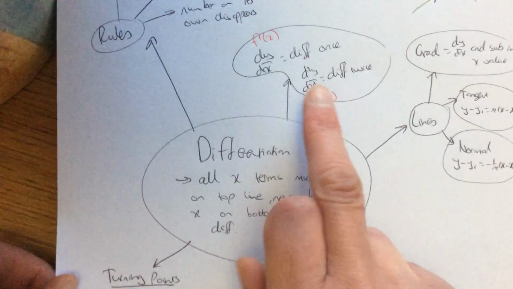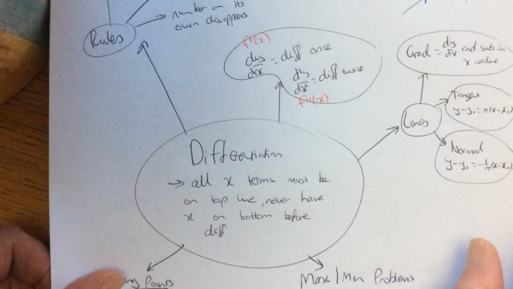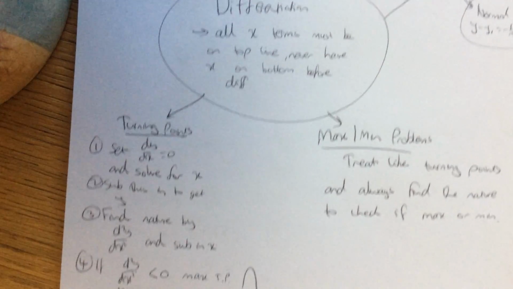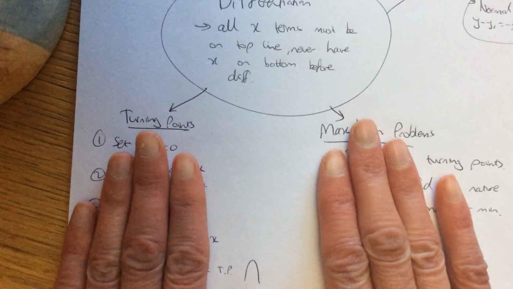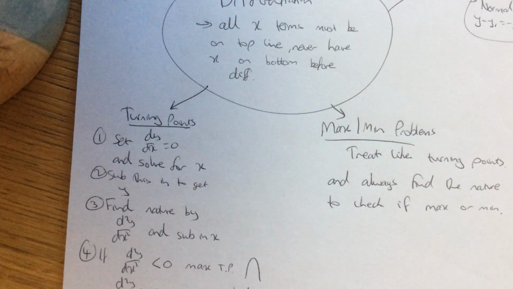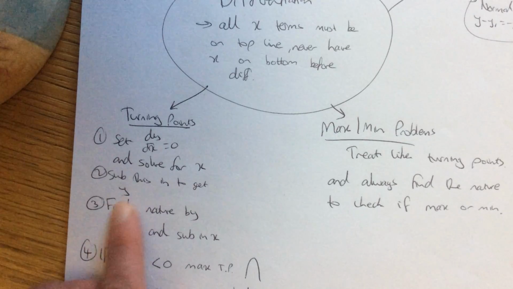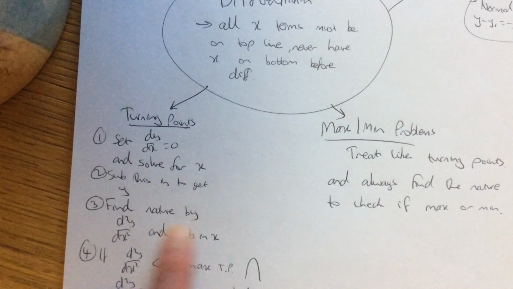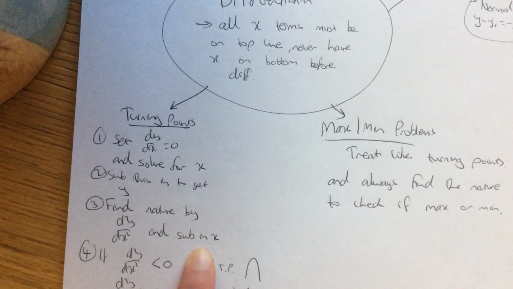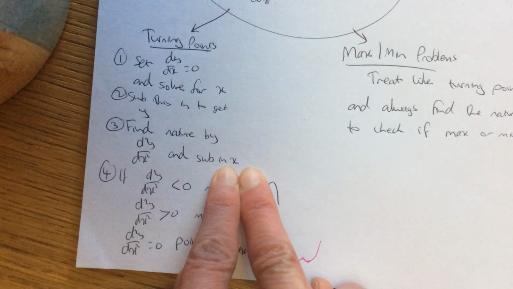So, you've got your rules, you've got your notation, and you've got lines and gradient. What can I ask you then? You can ask two very complicated questions, which are basically the same. Turning points. You set dy by dx equals 0 and find your x. Sub it in to find your y. Find the nature by differentiating again and sub in your x.